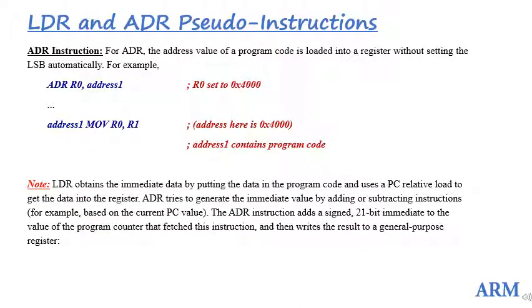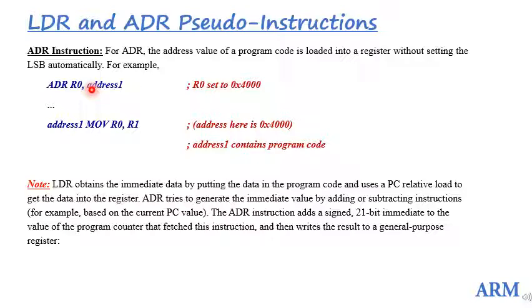Next is the ADR pseudo instruction. Unlike LDR, there is no setting of the least significant bit to 1. So whether it is pointing to data or a program, it is going to load the same address into the destination register. For ADR, the address value of program code is loaded into a register without setting the LSB automatically. As an example, ADR R0, address 1. Note that there is no necessity of putting the equal to sign. The syntax of ADR does not require this equal to sign.